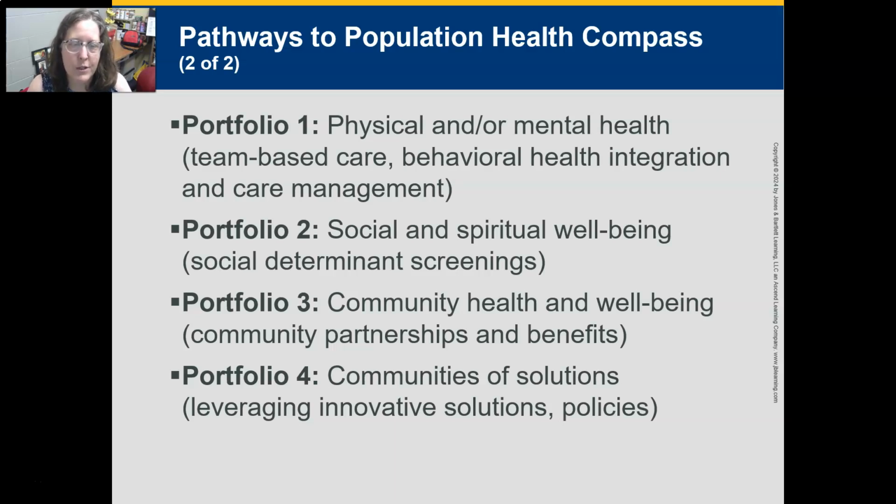Portfolio 2 is the social and spiritual well-being portfolio, and this one has screening for social determinants. Portfolio 3 is all about community health and well-being, and this one is where you build community partnerships and benefits. And portfolio 4 is communities of solution. This is where you can leverage innovative solutions and policies, which can then change things. Really cool.